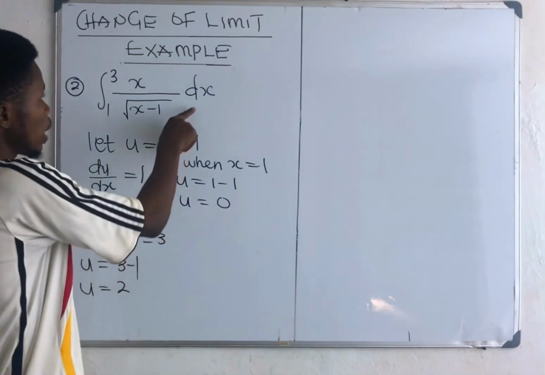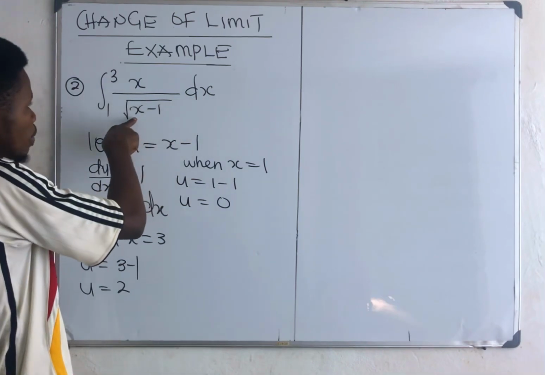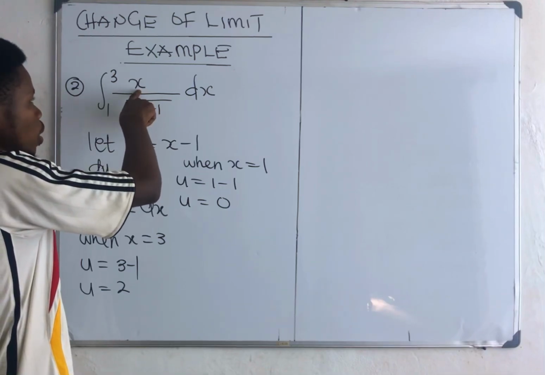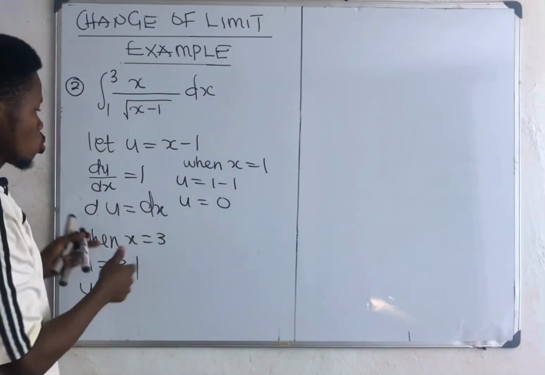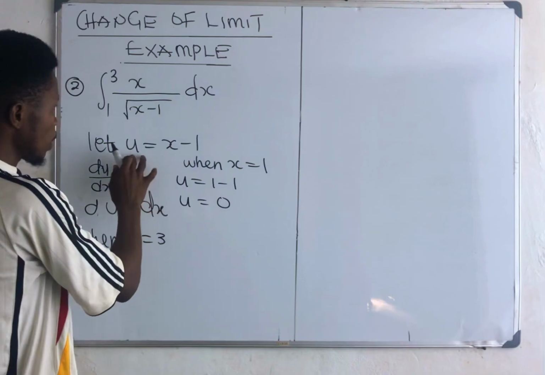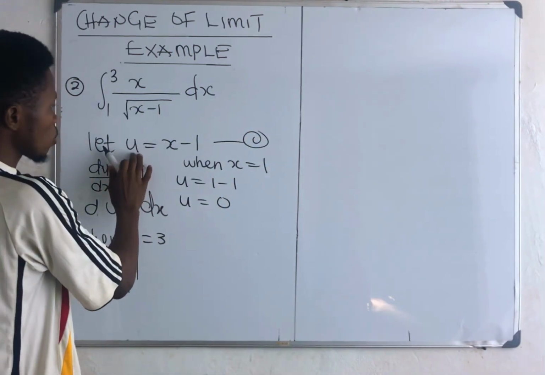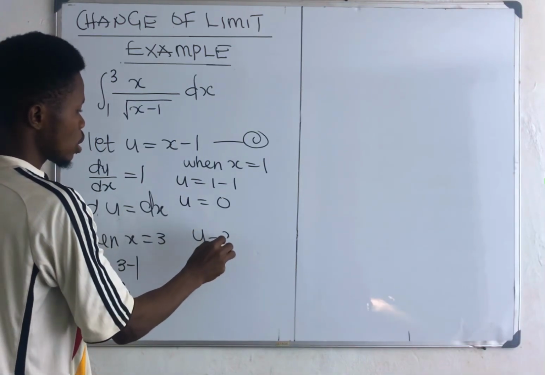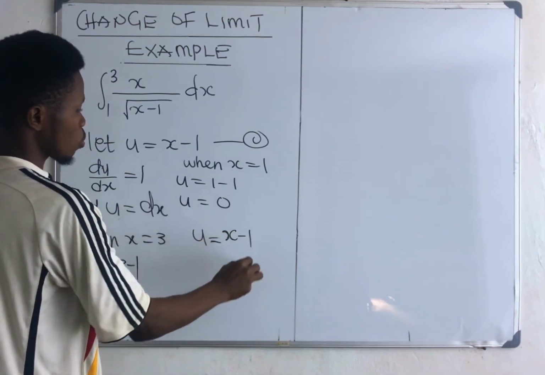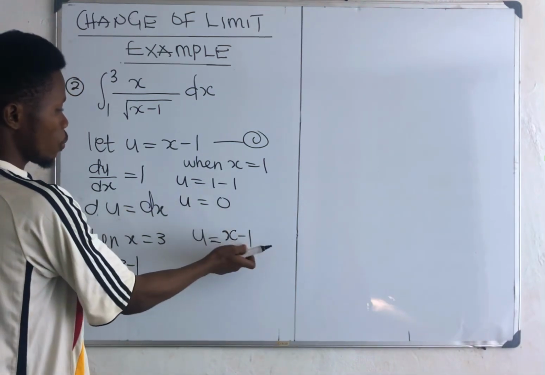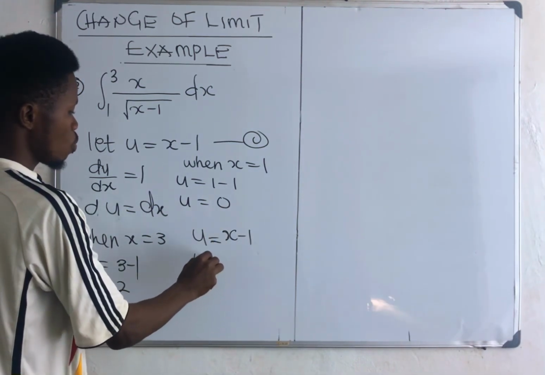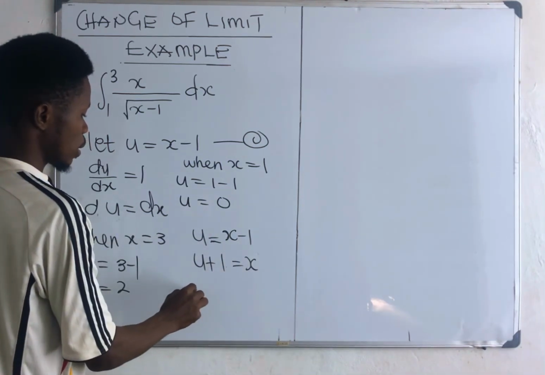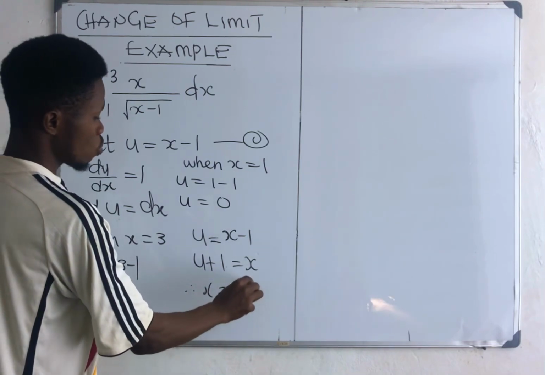Now let's also see something here. You realize that if I put the du here, and here becomes square root of u, there will still be an x here, and this x doesn't have to be there. We can change this x to u. How do we do it? Let me name this one equation 1. We simply come to equation 1 and make x the subject. So u equals x minus 1. If I take the additive inverse by bringing the negative 1, you have u plus 1 equals x. Means that my x is equal to u plus 1.